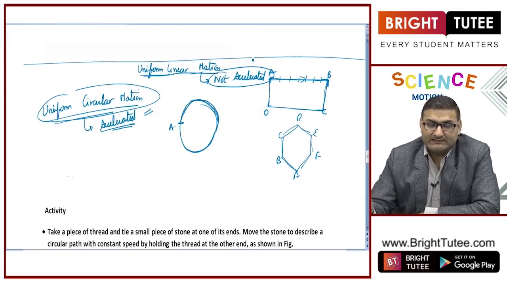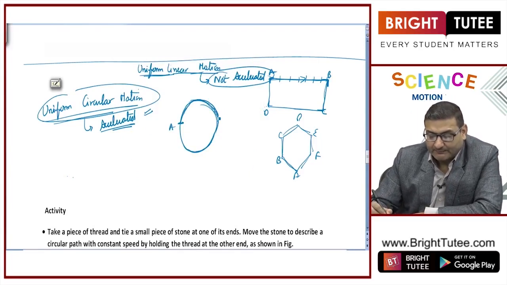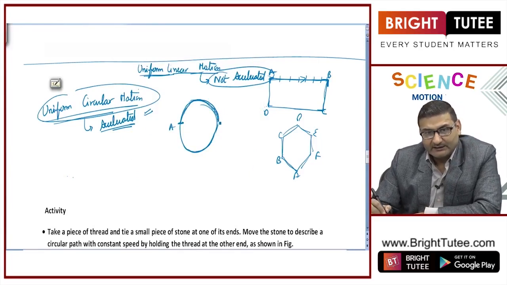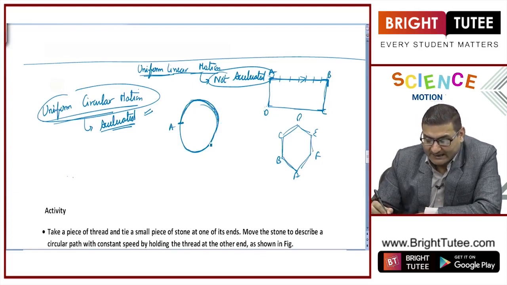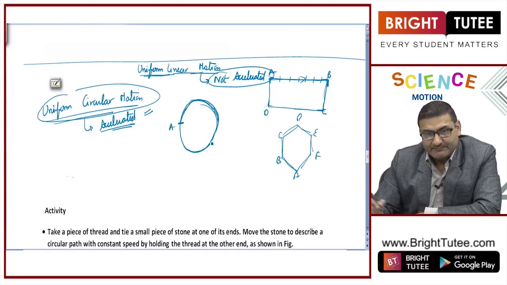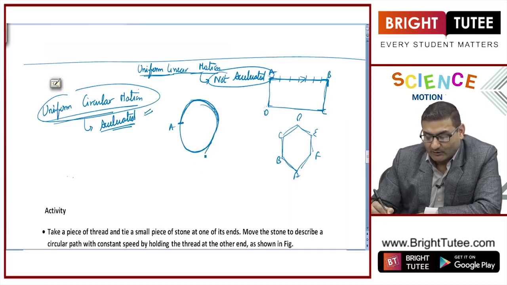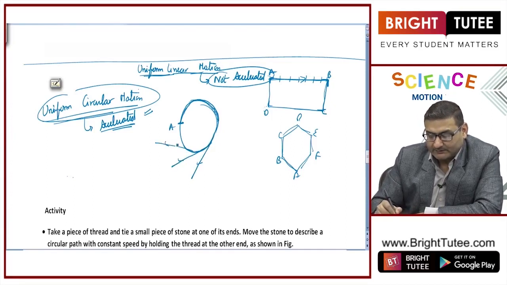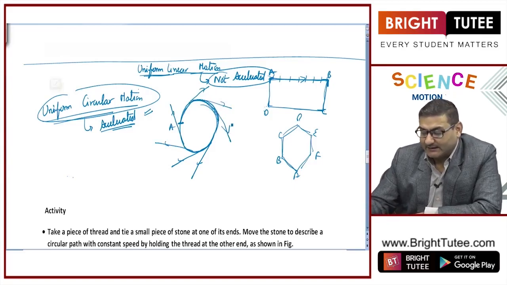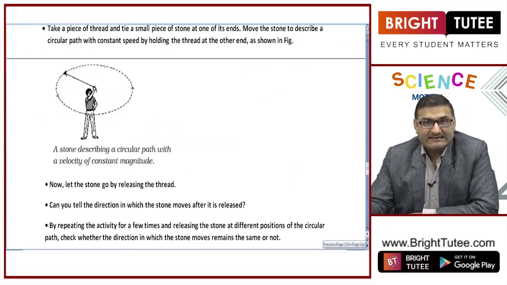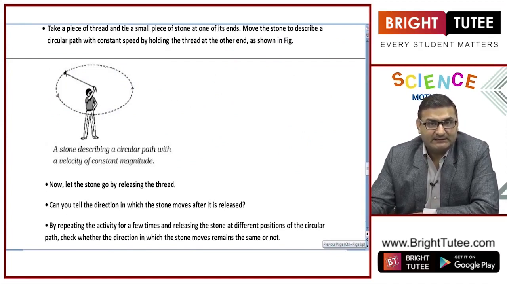Now, quite importantly students, there are 2 or 3 things which you need to remember. The first thing is, whenever an object is moving in a uniform circular motion, at any point in time, at any place, the motion of the object is always a tangent to that particular point in which it is moving. Now, this thing we can relate by taking an exercise, an activity.